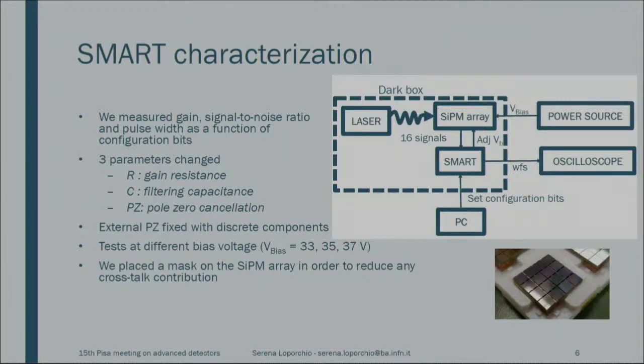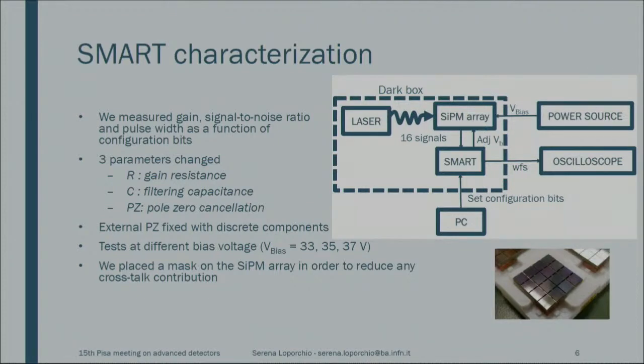So we performed a full characterization of this ASIC, coupling it with an array of silicon photomultipliers, like we can see here in the picture, where we have an array of 16 silicon photomultipliers, which was developed for the PSCT camera. And we performed these measurements by fine-tuning 3 parameters: the gain resistance, the filtering capacitance, and the pole zero network for pole zero cancellation. And we measured for each configuration the gain, the signal-to-noise ratio, and the shape of the pulse as a function of these configuration bits.